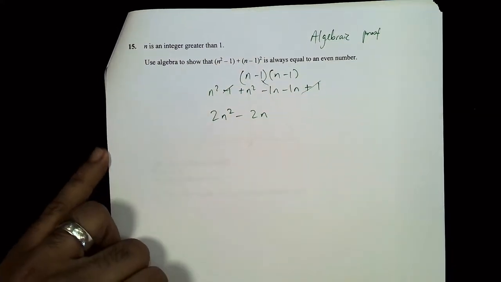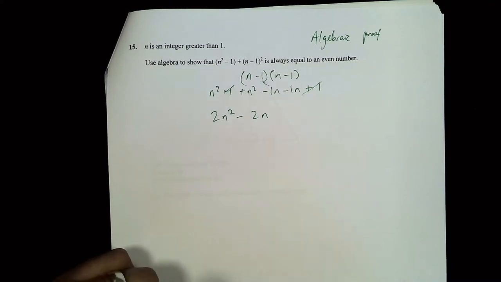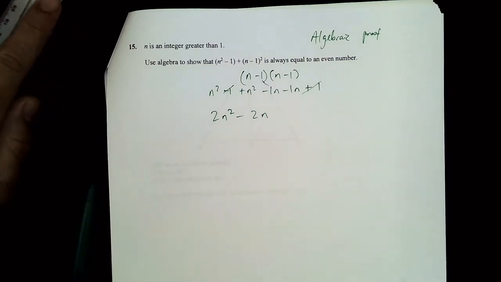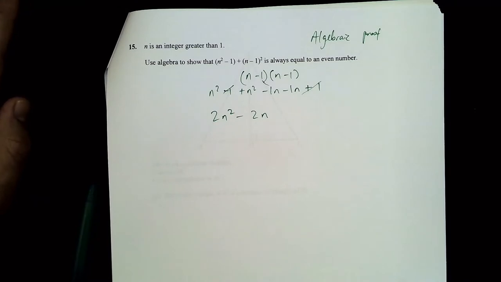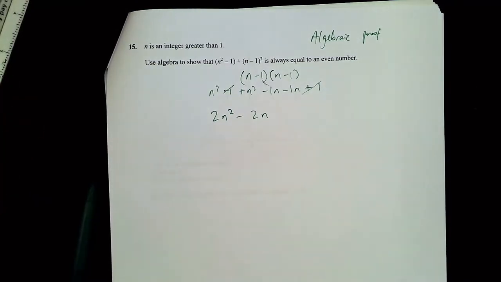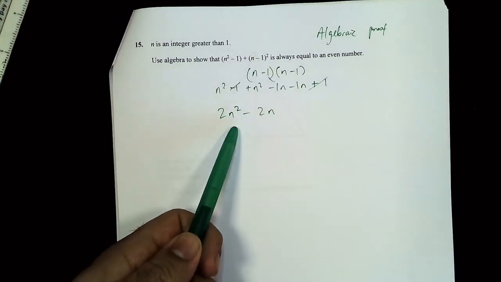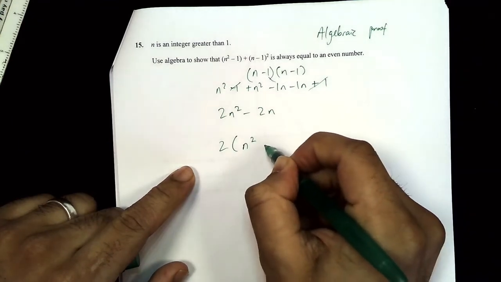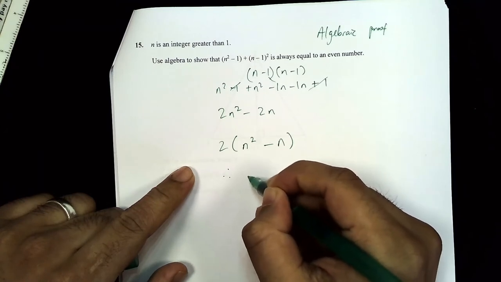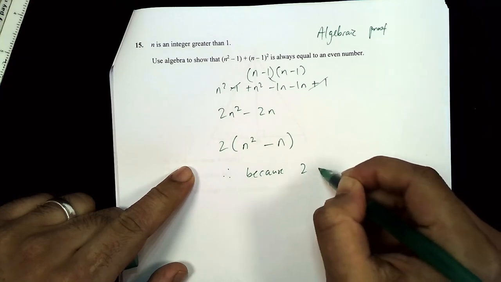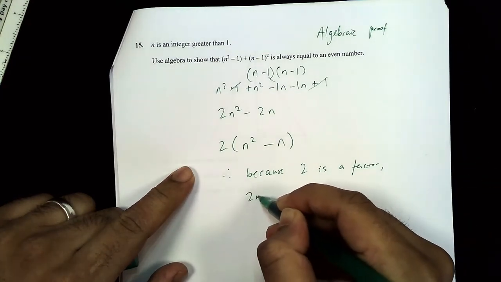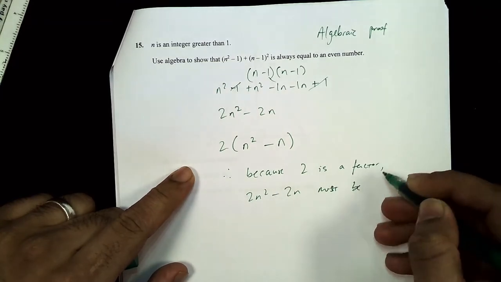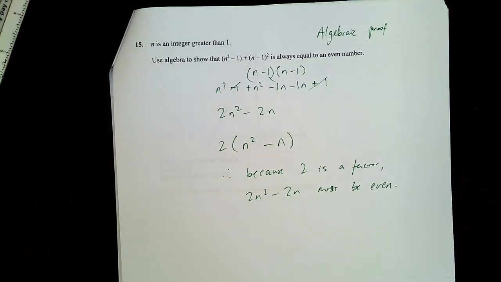Now the last step is to prove or show that that is an even number. Think to yourself for a minute, how do you define an even number? When a teacher says to you back in primary school, how do you know something's even? You'd probably say, because it comes in the 2 times table. Great. So how would I prove that something's in the 2 times table? Well, hopefully at this stage of your education, you'll be able to say it's in the 2 times table if 2 is a factor. Now, looking at these two terms, is 2 a factor of those two terms? And the answer is yes. So I can factor 2 out of this, leaving me with n squared minus n. And then I'm just going to write, therefore, because 2 is a factor, 2n squared minus 2n must be even. And that's it. So because 2 is a factor, it's got to be an even number.